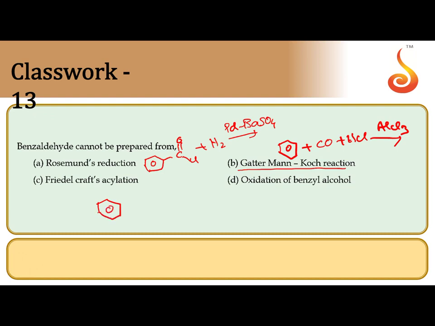Friedel-Crafts acylation: benzene is reacted with an acid halide like acid chloride in the presence of AlCl3. That's why in place of H of benzene, we get an acyl group. This is the acyl group, so we get a ketone. We can't get an aldehyde. So the correct answer is Friedel-Crafts acylation. It gives only ketone, aromatic ketone.